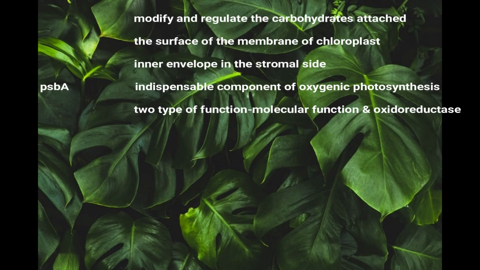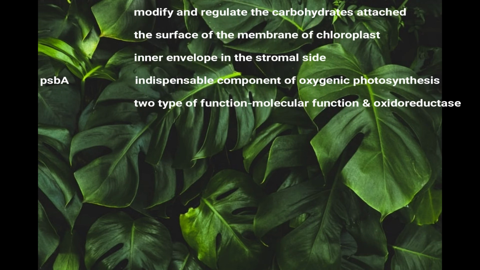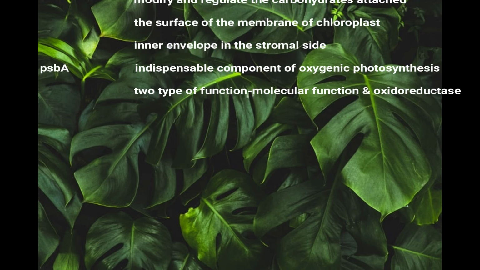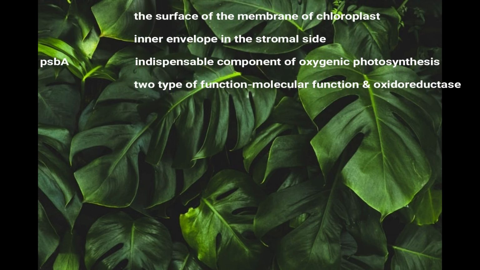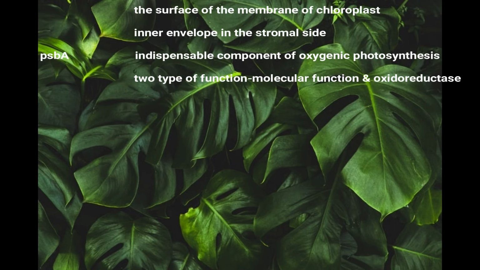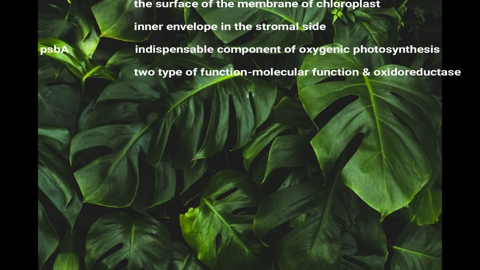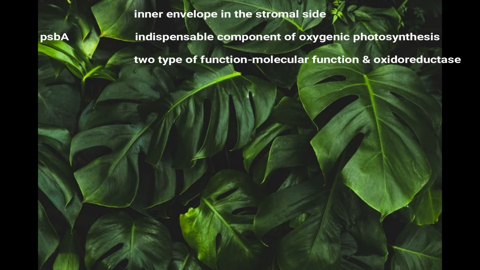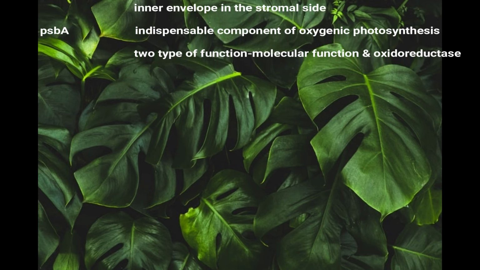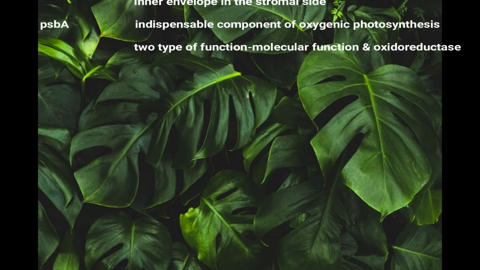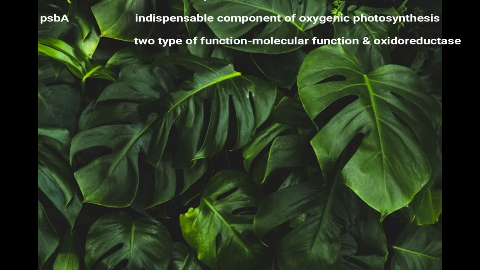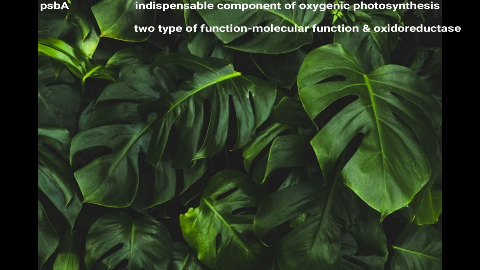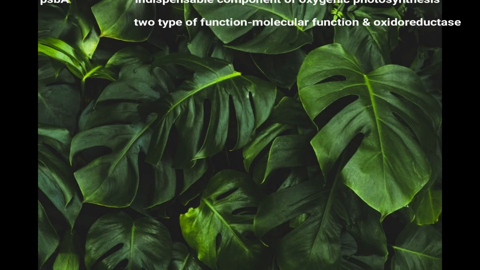Once an epimerase gene of bacteria is mutated, it can cause reduced infection, decreased pathogenicity, and high sensitivity to antibiotics. So, based on the facts of giant chloroplast 1, it modifies and regulates the carbohydrates attached to the surface of the membrane of the chloroplast inner envelope on the stromal side. This gene is one of the rarely used functions in the chloroplast.